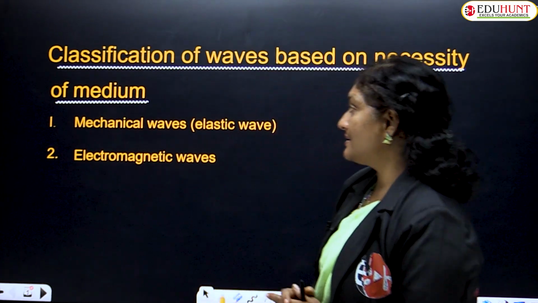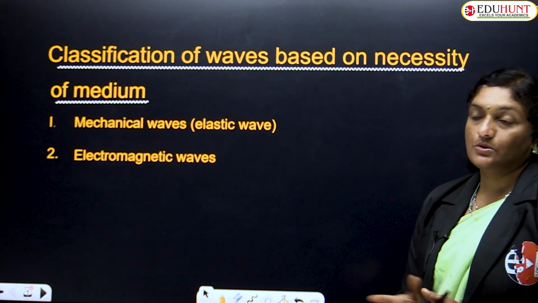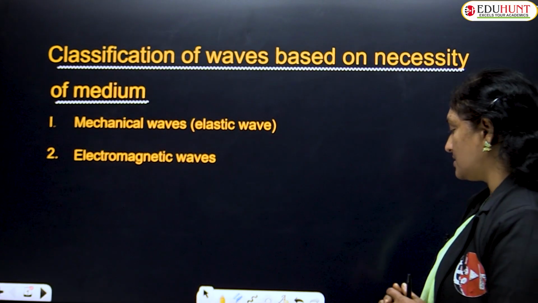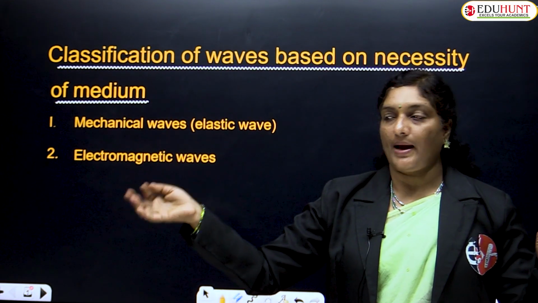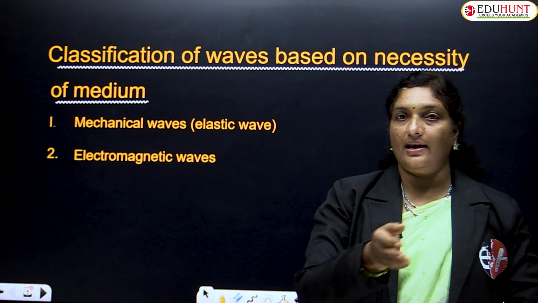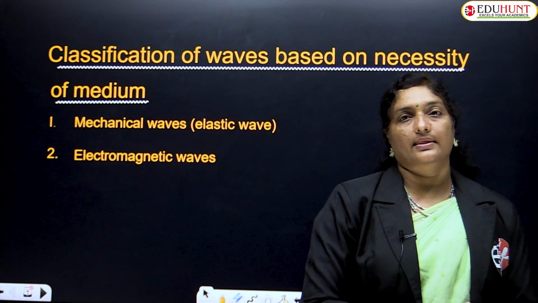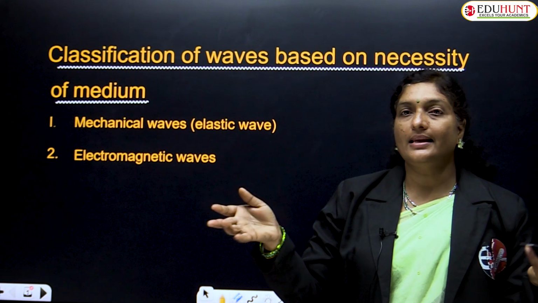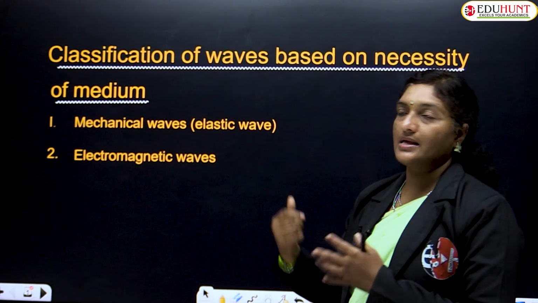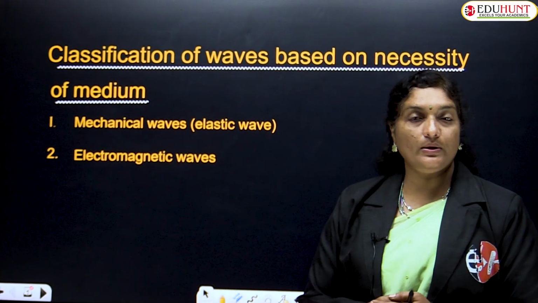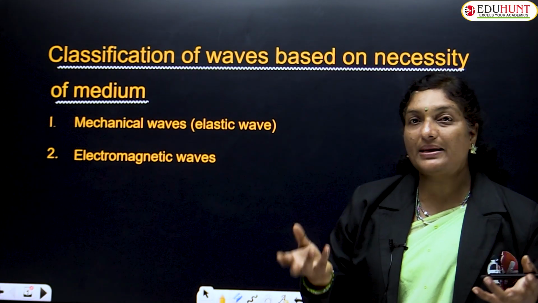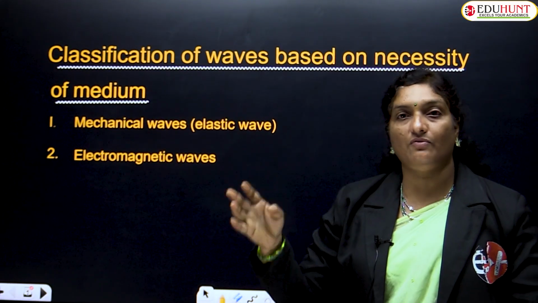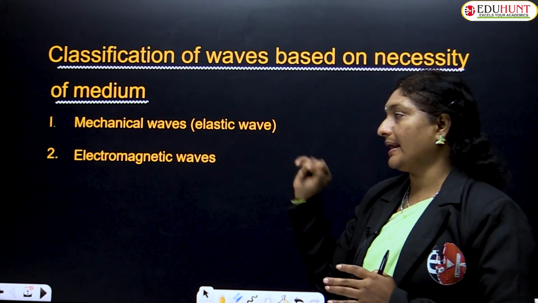Now if you look at the examples of mechanical waves, you can consider the vibrations in a rope. If you take a rope, produce some disturbance at one end of the rope, and these disturbances travel along the rope to the other end. So the vibrations in a rope come under the example of mechanical wave. Not only this, vibration of particles in a stretched string or the vibration of particles on the surface of the water also come under mechanical waves.